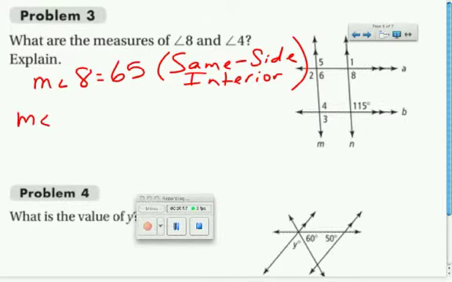Same line of thinking for angle 4. Don't just pop an answer out. Be able to explain yourself. Be able to communicate. What's the relationship between angle 4 and 115? I'd like to hear from someone different. Angle 4 and the 115 degree angle, what kind of angles are they? Patty. Corresponding. They are corresponding angles. And what do I know about corresponding angles? They're congruent. So I know that the measure of angle 4 is 115.